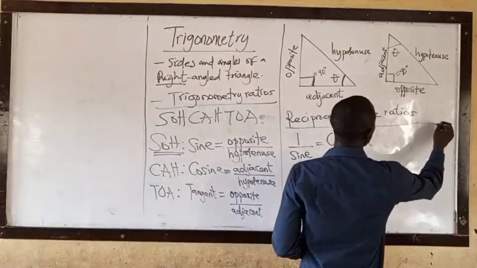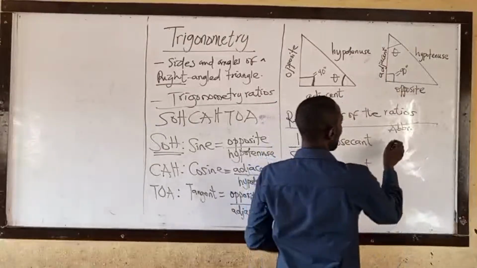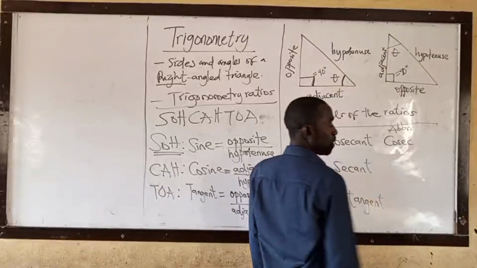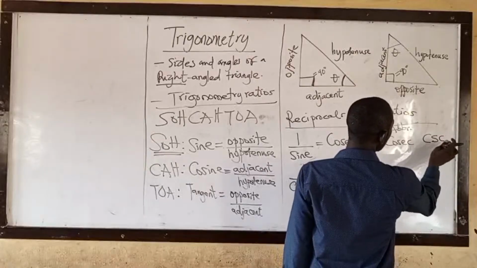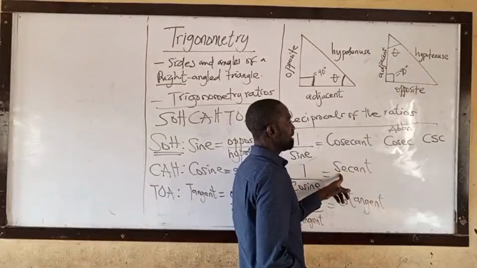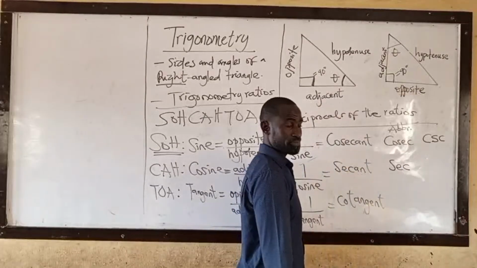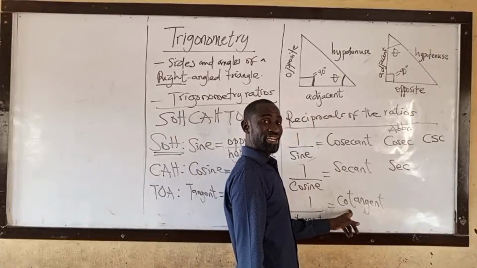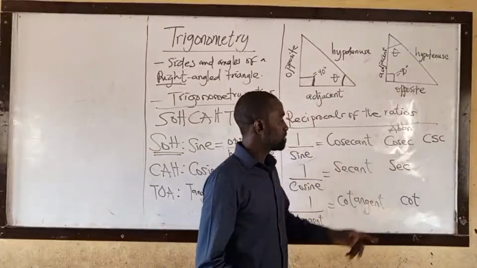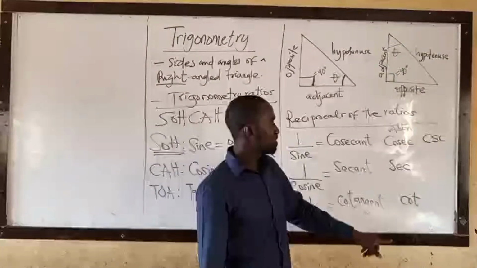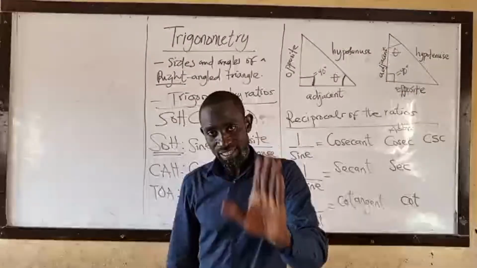How do you abbreviate them? Abbreviation. Cosecant can be called cosec or CSC. Secant can be abbreviated as SEC. Then cotangent can be abbreviated as what now? Cot. So we call this one cosec, we call this sec, and we call this cot. Is it clear?